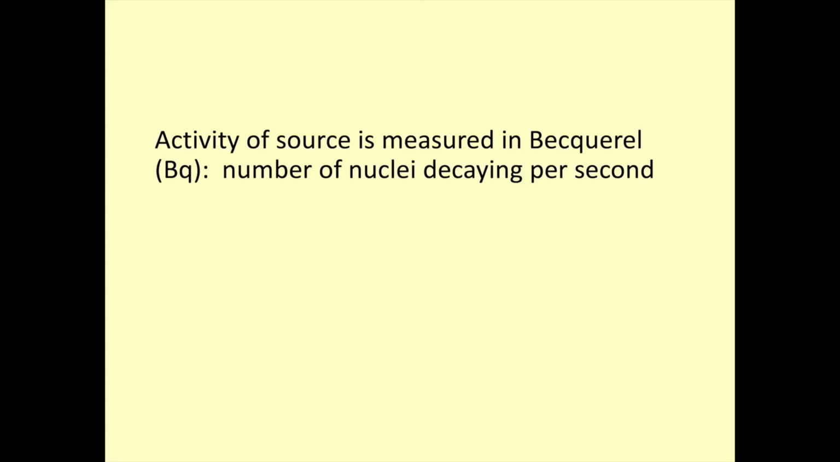Half-life can also be defined in terms of activity. First, to remind us what activity is, it is the number of nuclei decaying per second. This is measured in becquerels, given a symbol of Bq.